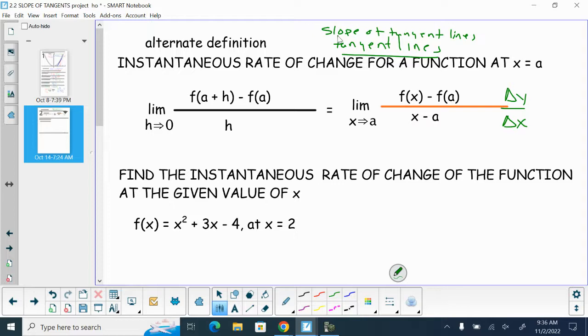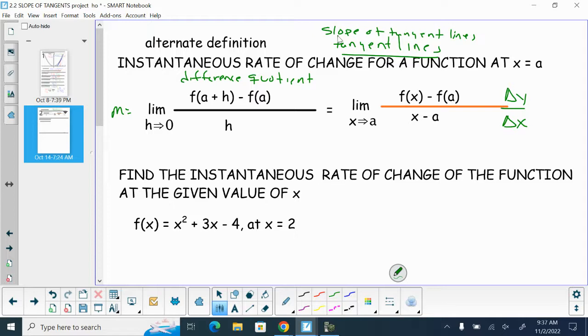We also have a second method of being able to calculate the slope of a tangent line by using what we called a difference quotient. And this is what we did in pre-calc earlier in the year in this class. We call this a difference quotient, and that's the limit as h approaches 0 of f of a plus h minus f of a over h.